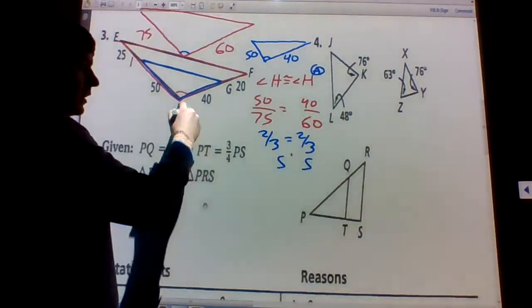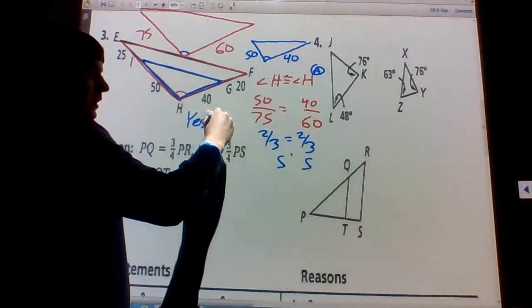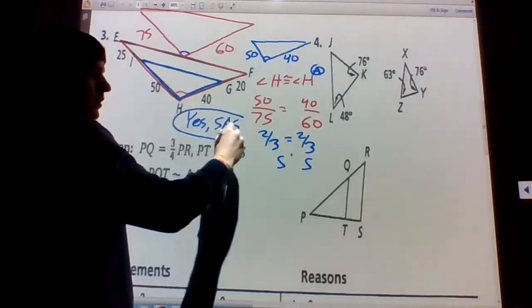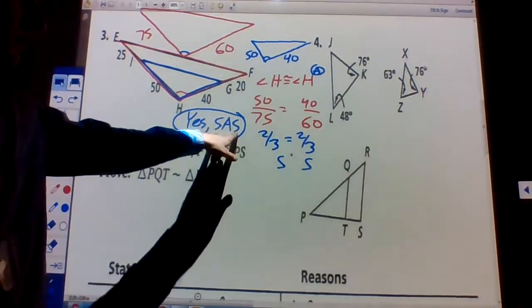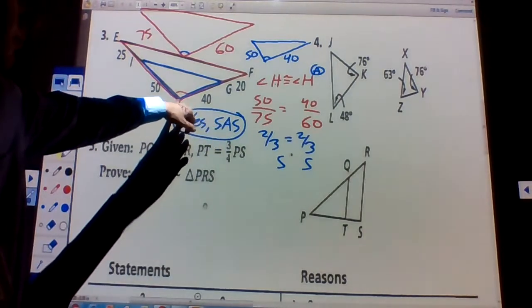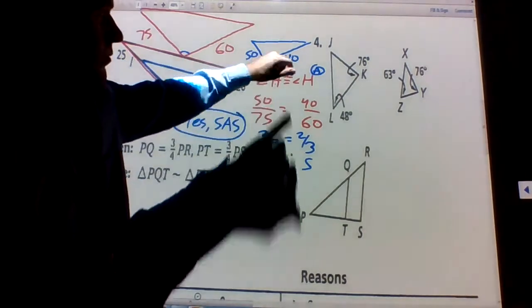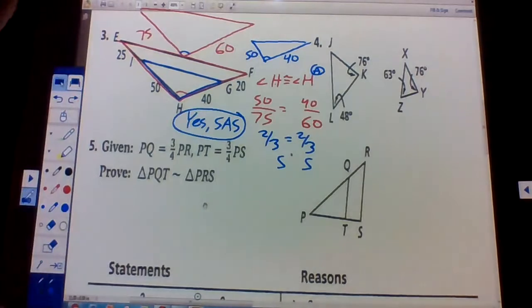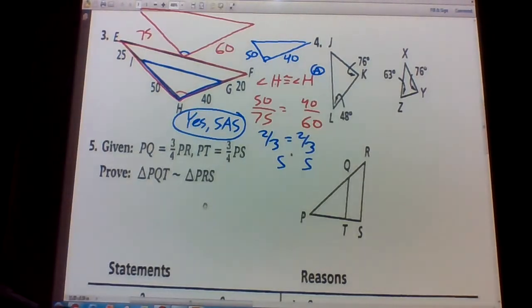So we're going to say yes by side angle side. We have two ratios that are equal. That's your S and your S. And then the angle between them, angle H, is congruent to angle H by the reflexive property. It's equal to itself. Both triangles have that same angle.